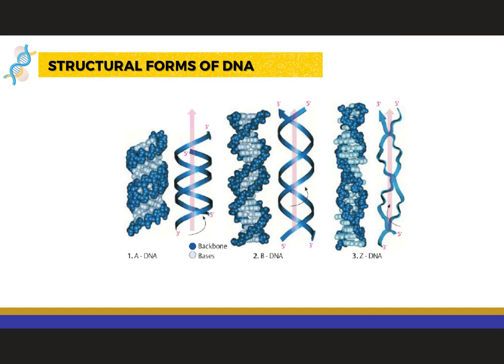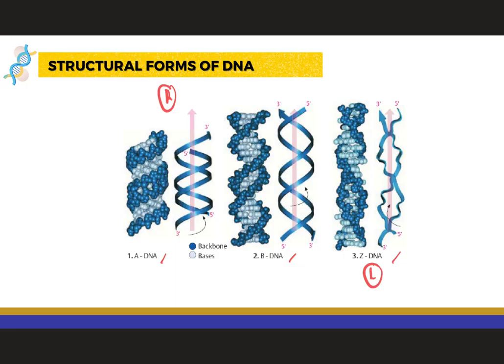Now let's talk about the structural forms of DNA. So there are different types of DNA. 6 types have been identified: your A, B, C, D, E, and Z. But the three more prominent types are your aDNA, bDNA, and zDNA. Please remember that all types of DNA are right-handed except for your zDNA, which is left-handed.